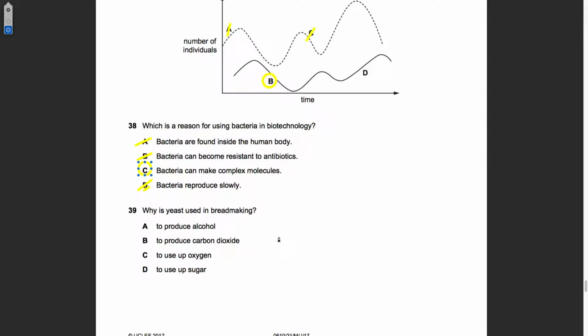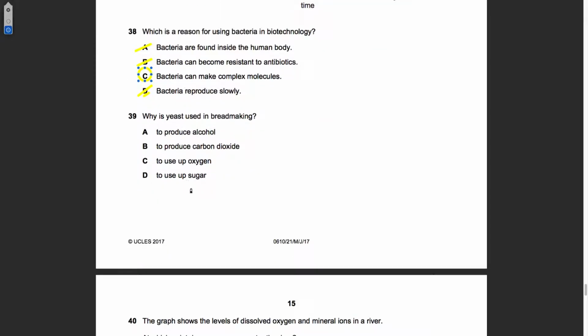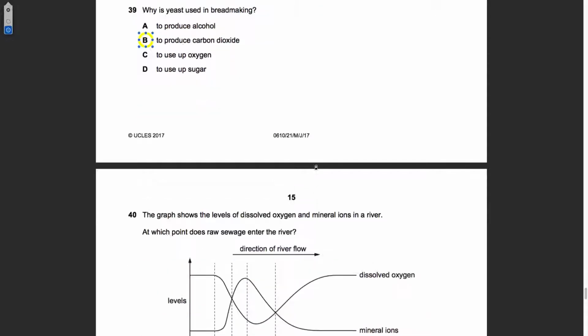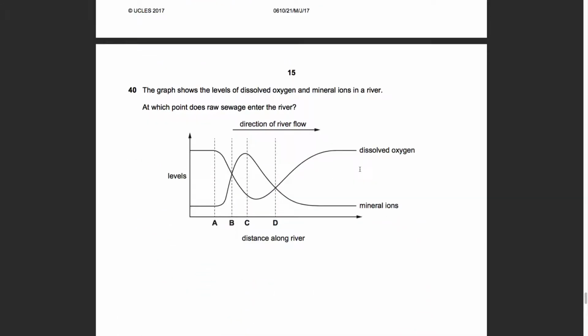Why is yeast used in bread making? Out of all of these, it's to make CO2. It gets trapped in the dough and then we get that nice spongy bread. It's not too dense. So yeah, that's B for 39. Lots of B's. 40, last question. It always seems to be sewage or to do with sewage, the last question on these multiple choice papers.